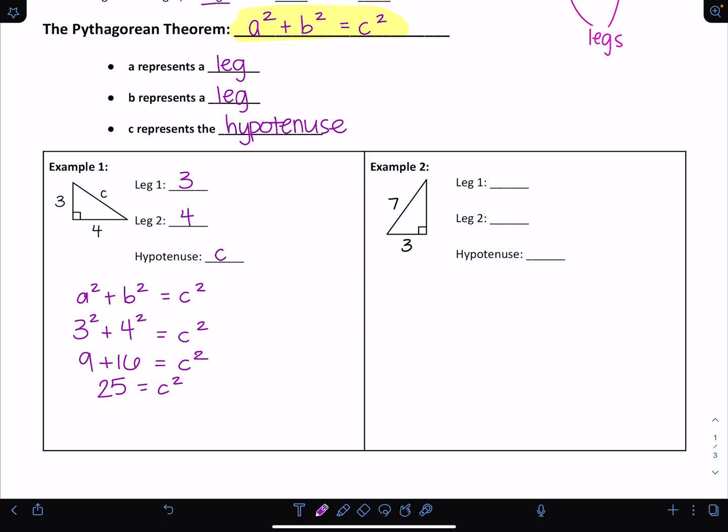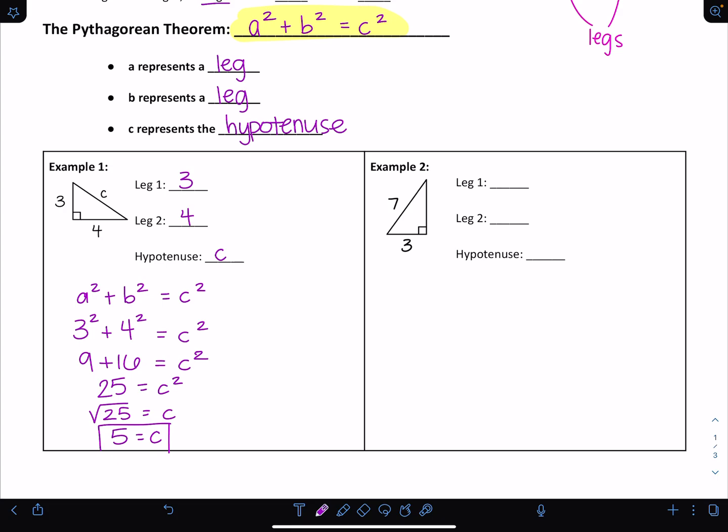And then finally, if we want c by itself, we need to cancel out the little squared part. And we said that the opposite of squaring something was taking the square root. So in other words, the square root of 25 is equal to c. And then we can simplify that last piece. The square root of 25, we all know, is just 5. So our final answer is that c equals 5.